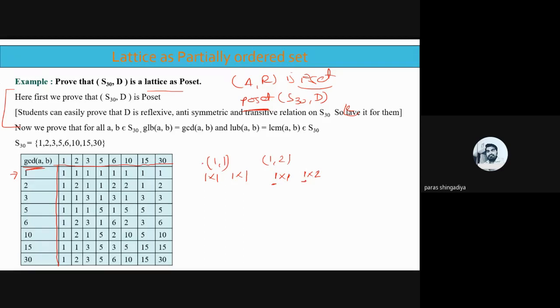Then after 1, 3, similar, it is 1 cross 1 and 1 cross 3. 1, 5, that is also 1. 1, 6, it is 1. 1, 10, that is 1. 15, it is also 1. And 1, 30, that is 1. Clear? So we get the GCD of 1 with each entry, that is 1.